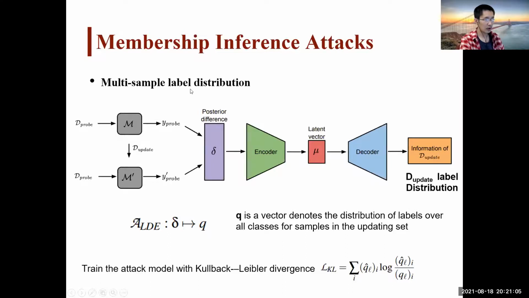Here for the multi-sample label distribution inference, the attack is very similar to the single sample label inference attack. The only difference is that here they use the KL divergence as the loss function, since cross entropy cannot measure the difference between two distributions. Since they want to infer the label distribution, they turn to use this as the loss function. And the other parts of this attack are all similar to the single sample one.